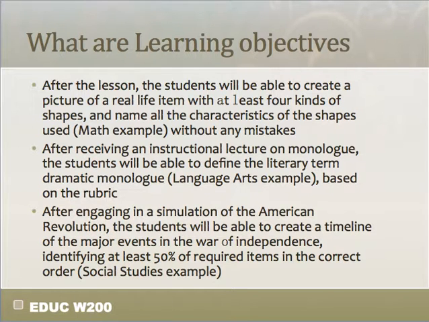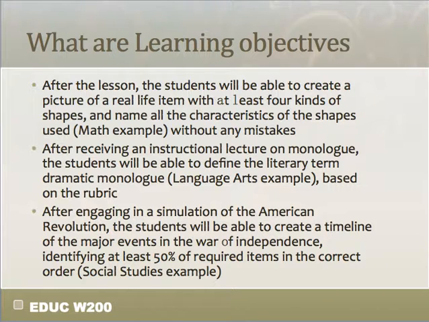So here are some examples of learning objectives. And you'll notice that they all start out basically with a condition, saying what do they have to do first? So in the first example it's after they complete the lesson. The second example is saying after receiving an instructional lecture on monologues. And the third is after engaging in some kind of simulation of the American Revolution. So those are all the conditions. The second piece is usually the behavior, the thing that you're actually going to use in order to measure whether or not your lesson was successful.